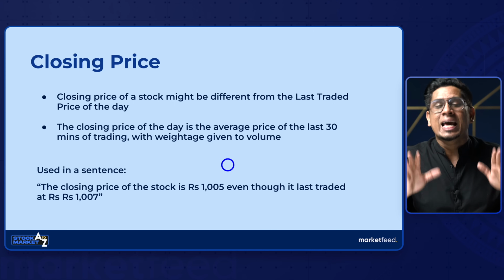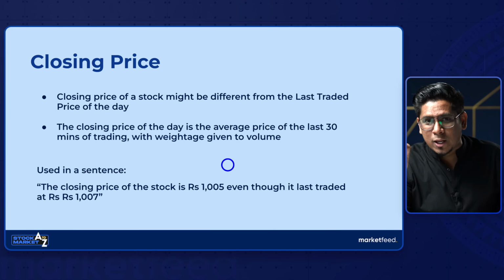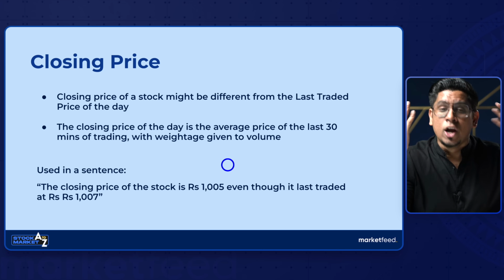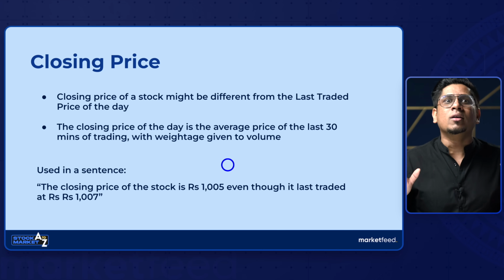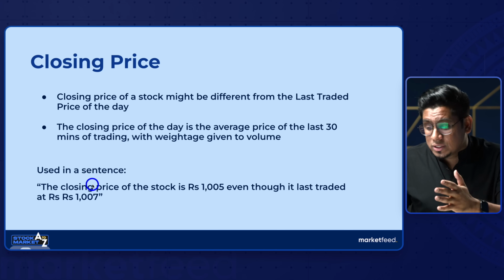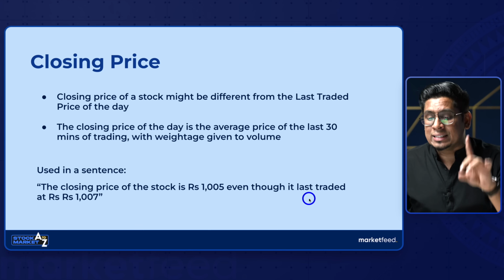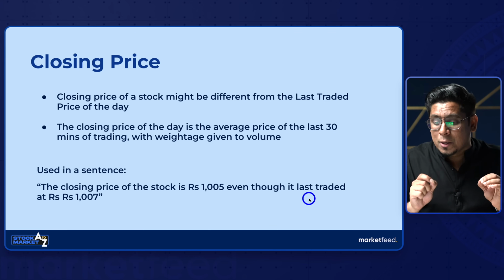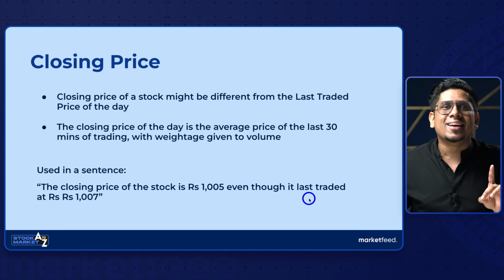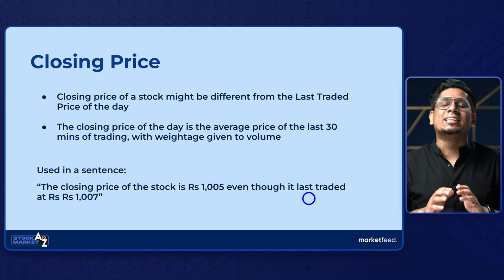Do not get into it. Just know the fact that the LTP at 3:30 p.m. and the closing price can be different. Do not get confused when you see that on a chart. Now the use in a sentence here: the closing price of the stock is rupees 1005 even though its last traded price at 3:30 p.m. is 1007. Cool? That is how a closing price is calculated.